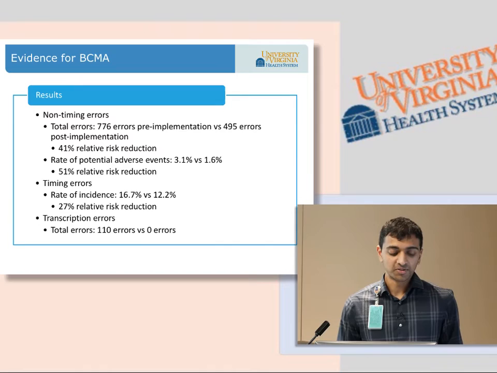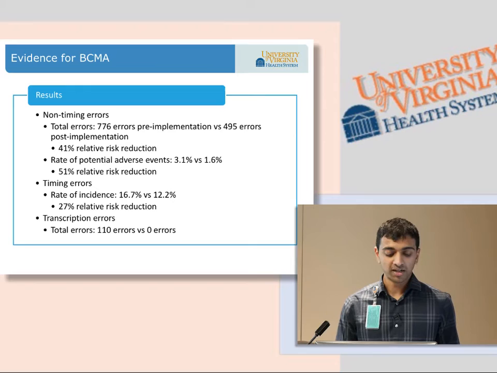What they found was that in terms of non-timing errors, they saw nearly a 50% or 40% reduction in the errors from pre-implementation to post-implementation. So in that 9-month period, they saw a huge impact on medication errors and a correlation with BCMA. In terms of timing errors, there was a small reduction, and transcription errors were virtually eliminated. This has a lot to do with charting the medication with the barcode against the MAR.